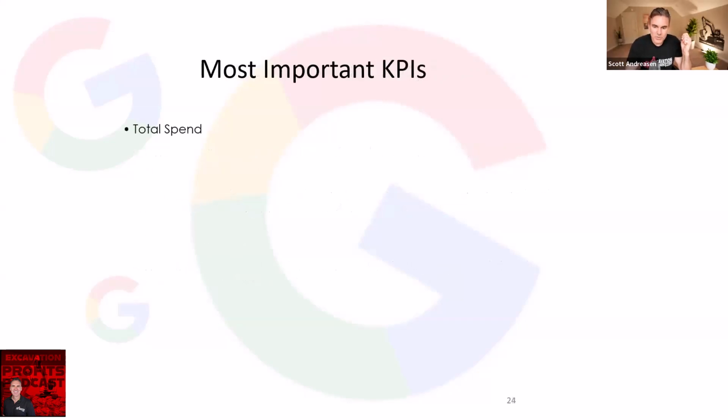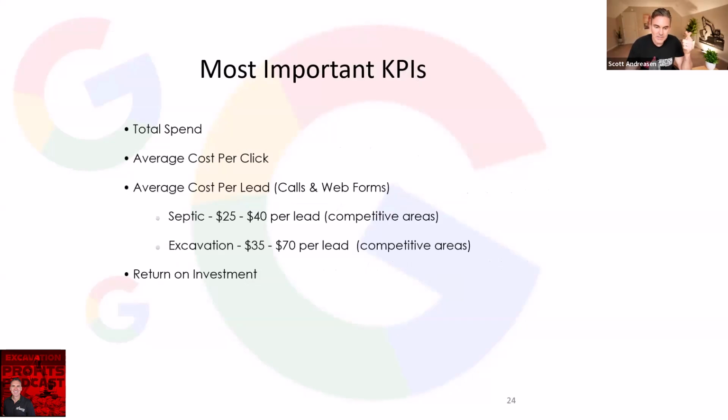So your most important sales KPIs for your business are going to be your total ad spend, your average cost per click, and your average cost per lead, which would be for calls and then web forms. So for septic, anywhere from $25 to $40 per lead is an average. For excavation, anywhere from $35 to $70 per lead is an average.